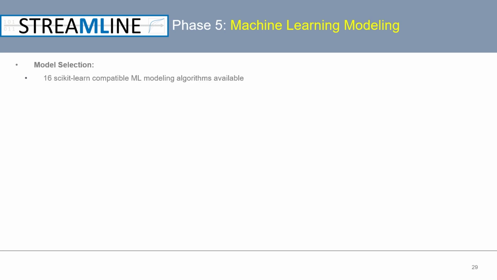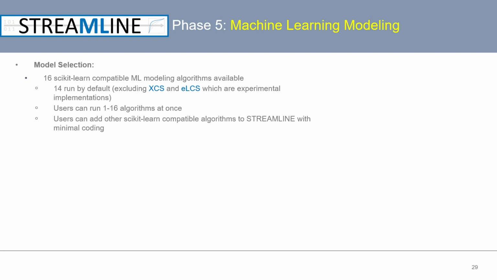As mentioned, STREAMLINE currently includes 16 scikit-learn compatible machine learning modeling algorithms. By default, STREAMLINE is currently set up to use 14 of these, excluding XCS and ELCS, which are both experimental implementations of existing algorithms developed by our lab. These are most likely to be of greatest interest to the rule-based machine learning research community. Users can decide to run anywhere from 1 to 16 algorithms at once within the STREAMLINE framework. And as mentioned, users can also add their own scikit-learn compatible algorithms. STREAMLINE uniquely includes 3 rule-based machine learning algorithms, also known as learning classifier systems, or LCSs.